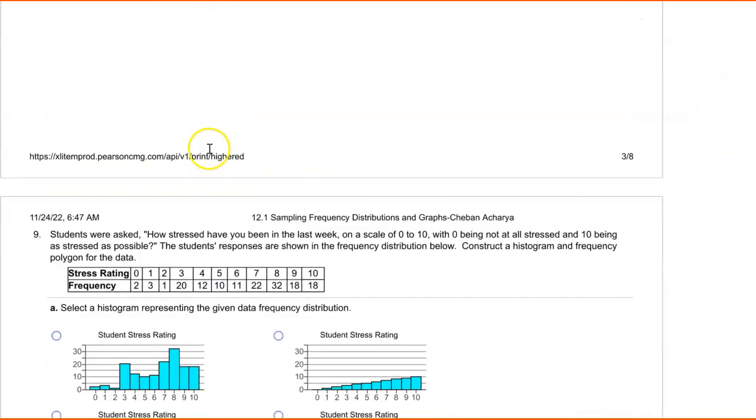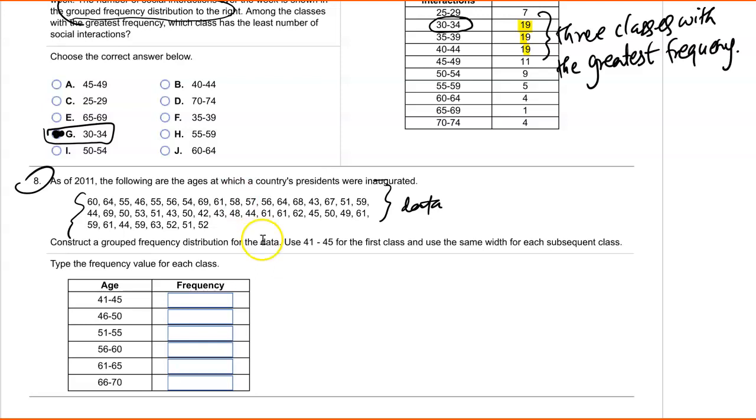Use 41 to 45 as the first class, and use the same width for each subsequent class. Remember that each class has the same width. You can see that. But you don't have to write the classes. That is already given. You just need to find the frequency. What is the frequency of this class?